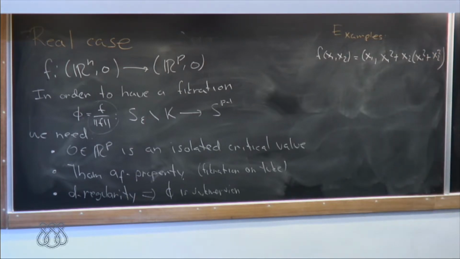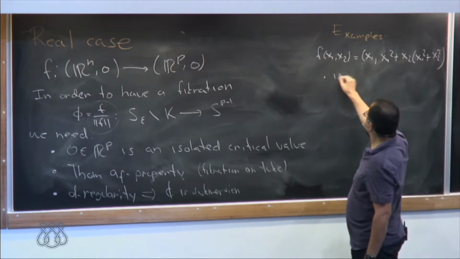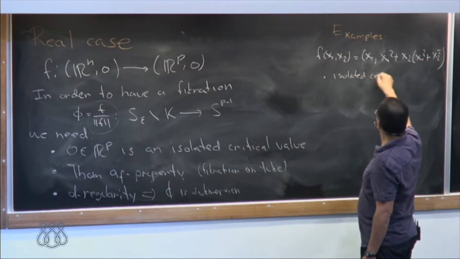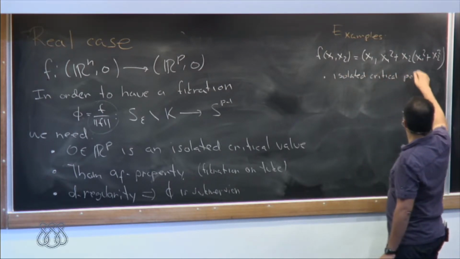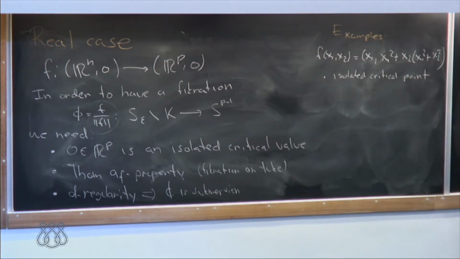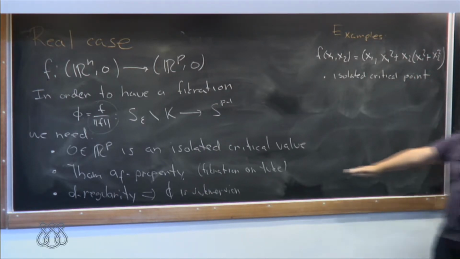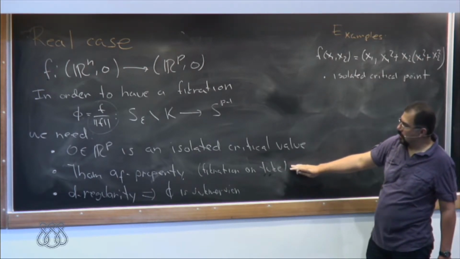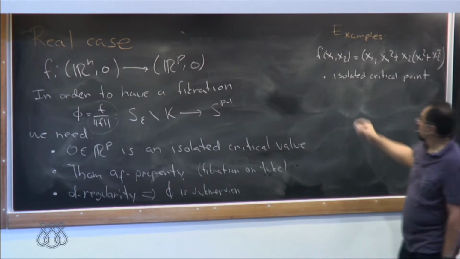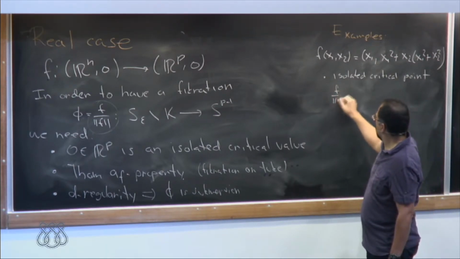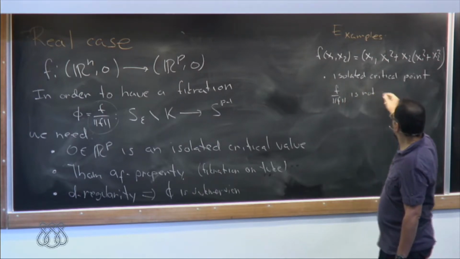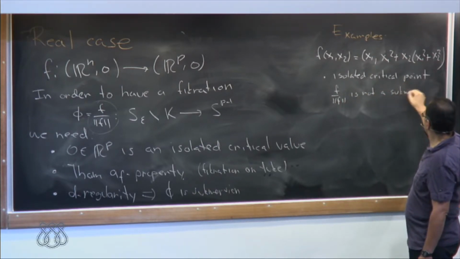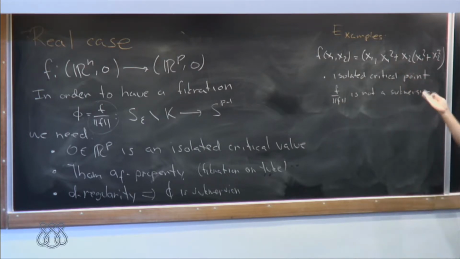Okay, so this has an isolated critical point. As Pepe mentioned, just by the implicit function theorem, you have a fibration in the tube, so you don't need to ask for this. But this is not a submersion. In other words, this is not regular. Okay, so we have examples of fibration in the tube, but they are not regular.